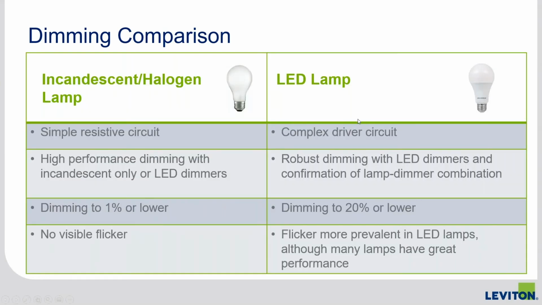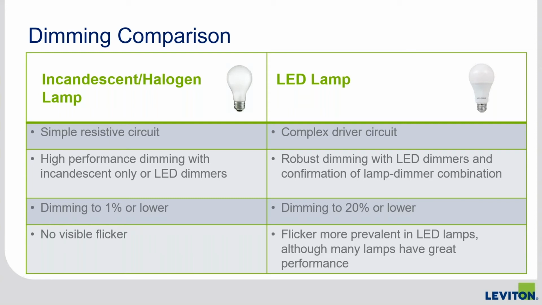So when we compare them, looking at them next to each other, you have an older, simple resistive circuit versus a complex driver circuit. That complex driver circuit, of course, is used to control the LEDs rather than just turning on or off a resistor that's going to produce the light. Incandescent bulbs had very high performance with older incandescent dimmers or with newer LED dimmers. There really wasn't much to it, if you will. You could dim all the way down to 1% or even lower depending on the control that you're using.